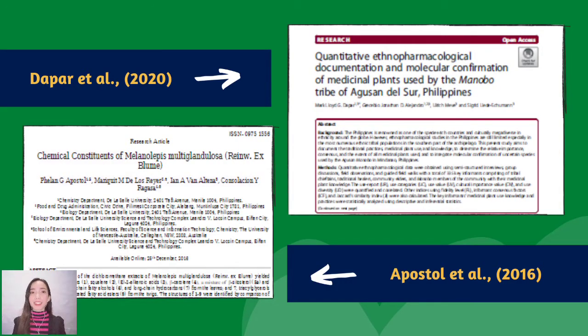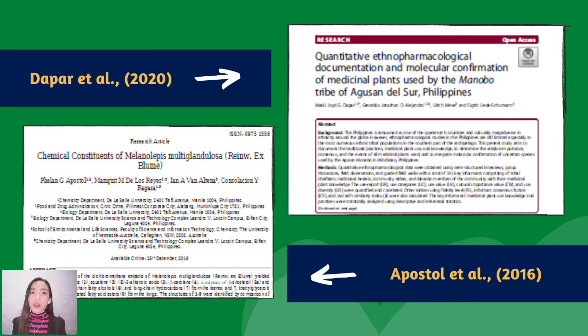The basis of my study is from the article of Par et al. in 2020. It was stated that Melanolepis multiglandulosa is one of the plants used by the Manobo tribe for medicinal purposes. And according to the study reported by Lai et al. in 1996, the methanolic extracts of the roots of Melanolepis multiglandulosa contain friedelin, oleanolic acid, beta-amyrin acetate, campesterol, stigmasterol, beta-sitosterol, phytosterol glycosides, and D-sucrose. And recently, the study of Apostol et al.